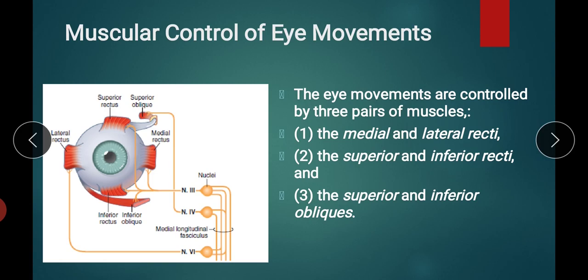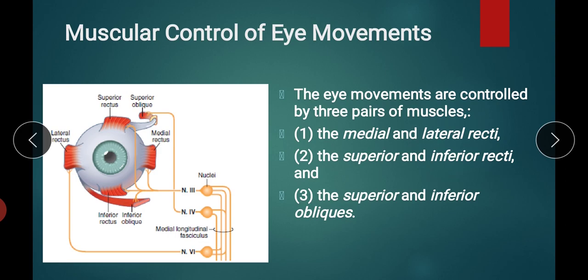So first we start with the muscular control of eye movements. As you can see in this figure, this is the eyeball, and these are all the extraocular muscles, the muscles which are attached to the eyeball from outside. Their names are lateral rectus, medial rectus, superior rectus, inferior rectus, superior oblique and inferior oblique. All these extraocular muscles are supplied by mainly three cranial nerves: the cranial nerve number 3, that is the oculomotor nerve, the cranial nerve number 4, that is the trochlear nerve, and cranial nerve number 6, that is the abducens nerve.